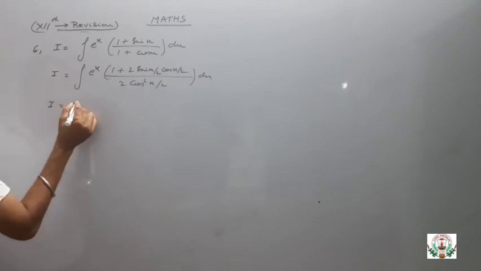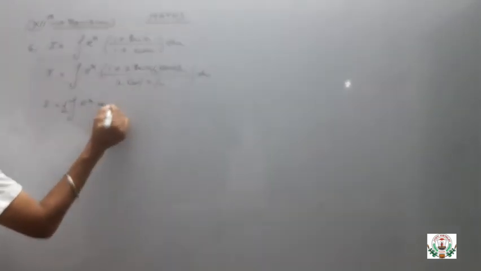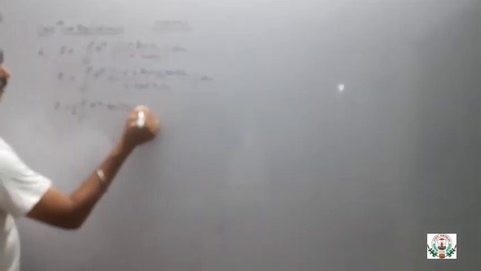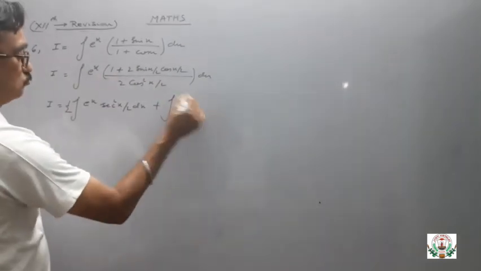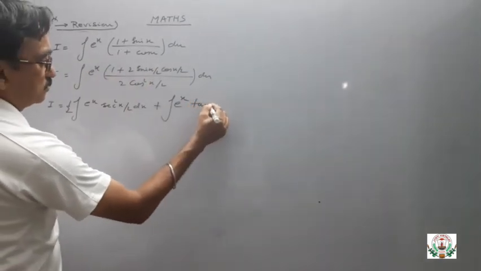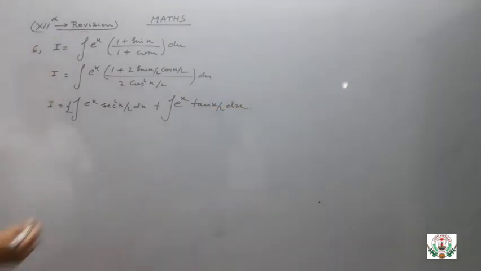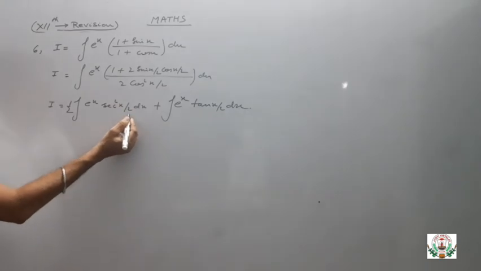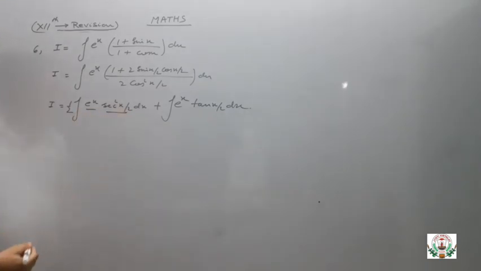Now we separate it. 1/2 taken out of the integration, e^x (1/cos²(x/2) = sec²(x/2)) dx. 2 and 2 will be cancelled out, and cos will be cancelled out, sin by cos is tan, and e^x will be multiplied to tan(x/2) dx. Now integration of sec²(x/2), we know that it is tan(x/2). So we will take this as the first function, this as the second function.